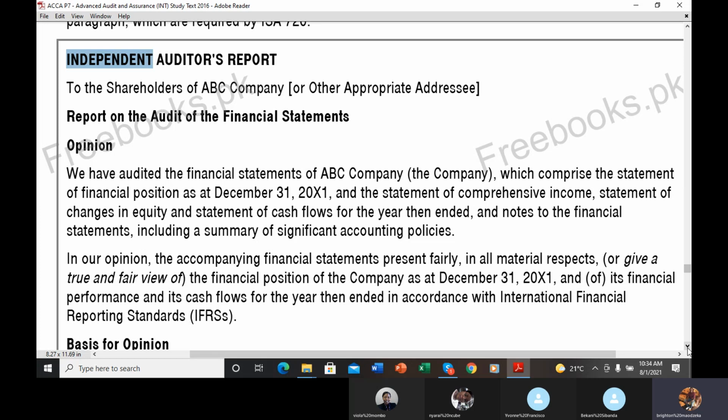Number one, clearly indicate that it's a report from an independent auditor. Independent auditor's report, it is written there. Number two, the report should be addressed to the shareholders of the company. We're talking about the addressee, isn't it? The report should be addressed to the shareholders of the company, as indicated: to the shareholders of ABC Company.